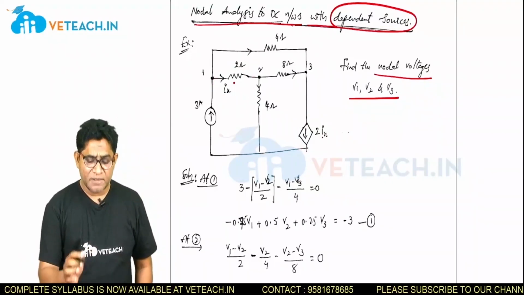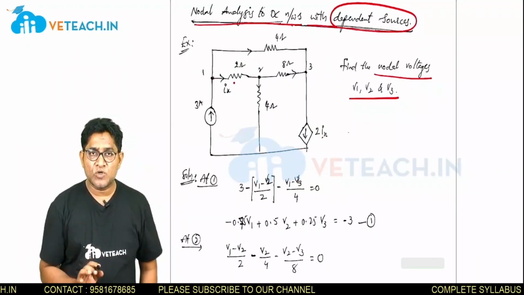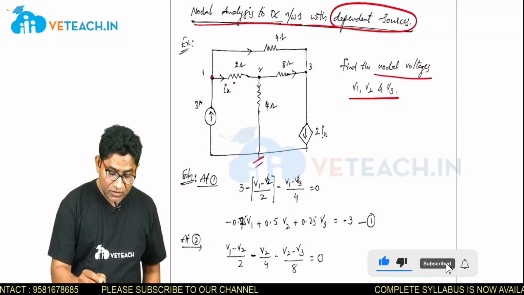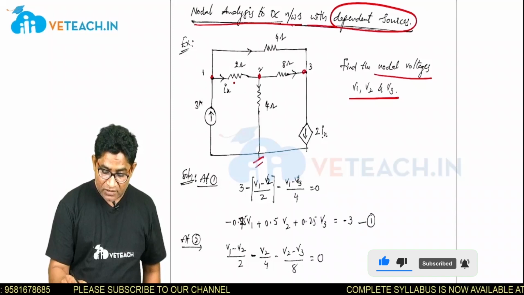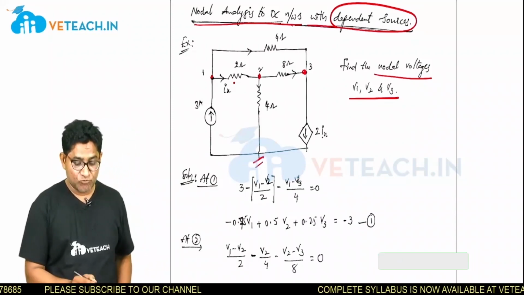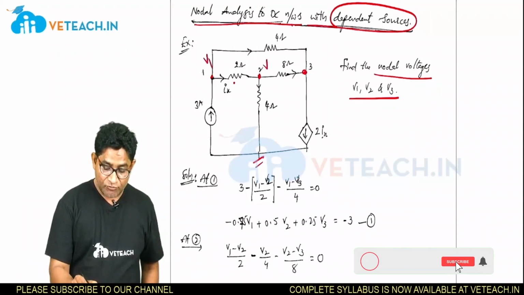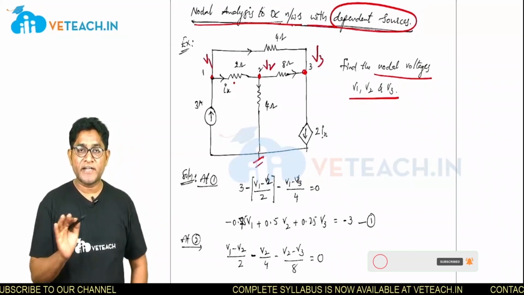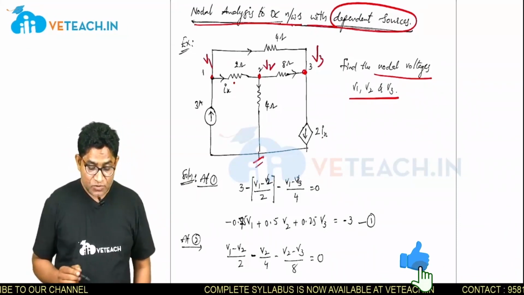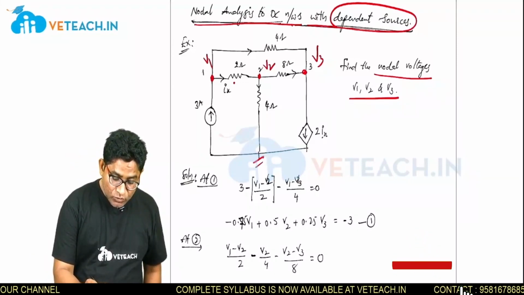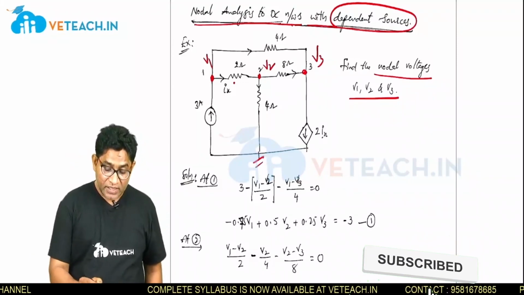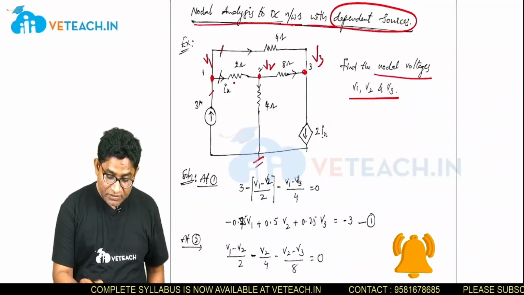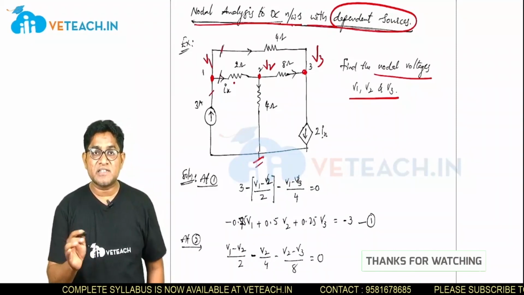The procedure is same. So first identify the nodes. So this is the reference node, right? And this is the principal node 1, 2 and 3. So 3 nodes there, V1, V2 and V3. 3 voltages you have to find. So if you apply KCL at node 1, how many branches? 1, 2, 3. So 3 branches, so 3 currents have to be there.